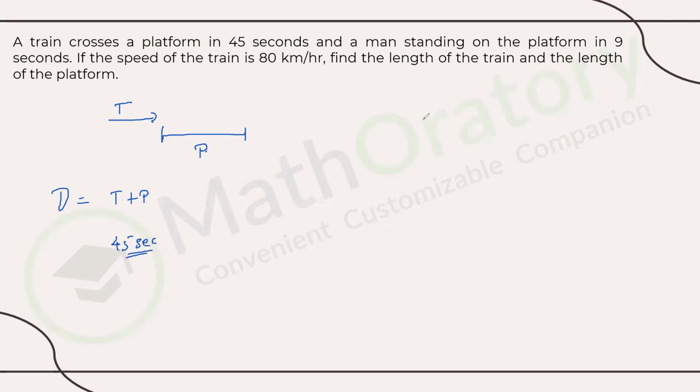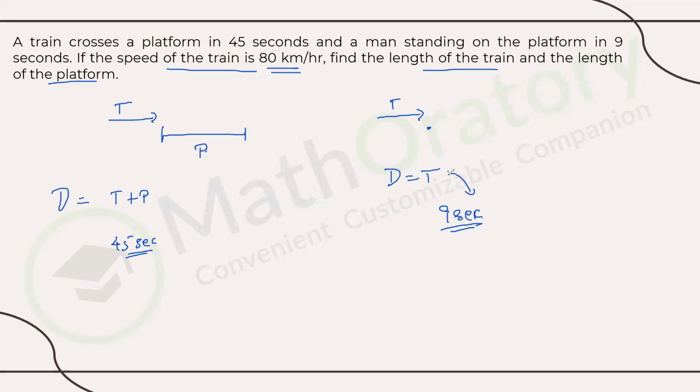And when it crosses a man, it doesn't matter whether he's standing on the platform or on the road or wherever, it's just covering a man. So it's basically covering its own length in 9 seconds. Now, what is the question looking for? The speed of the train is given to us, 80 kilometers per hour, and we're looking for the length of the train and the length of the platform.